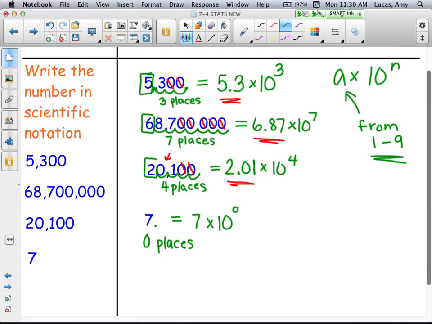Remember how we learned that anything raised to the 0 power equals the number 1? So it should make sense then that 7 times 10 to the 0 power, which is 7 times 1, is 7. So writing it in scientific notation, you would still need to include this part. You wouldn't want to just say, well, it's just 7 and leave it at that. You need the times 10 to the power of n, and in this case, n is just 0.